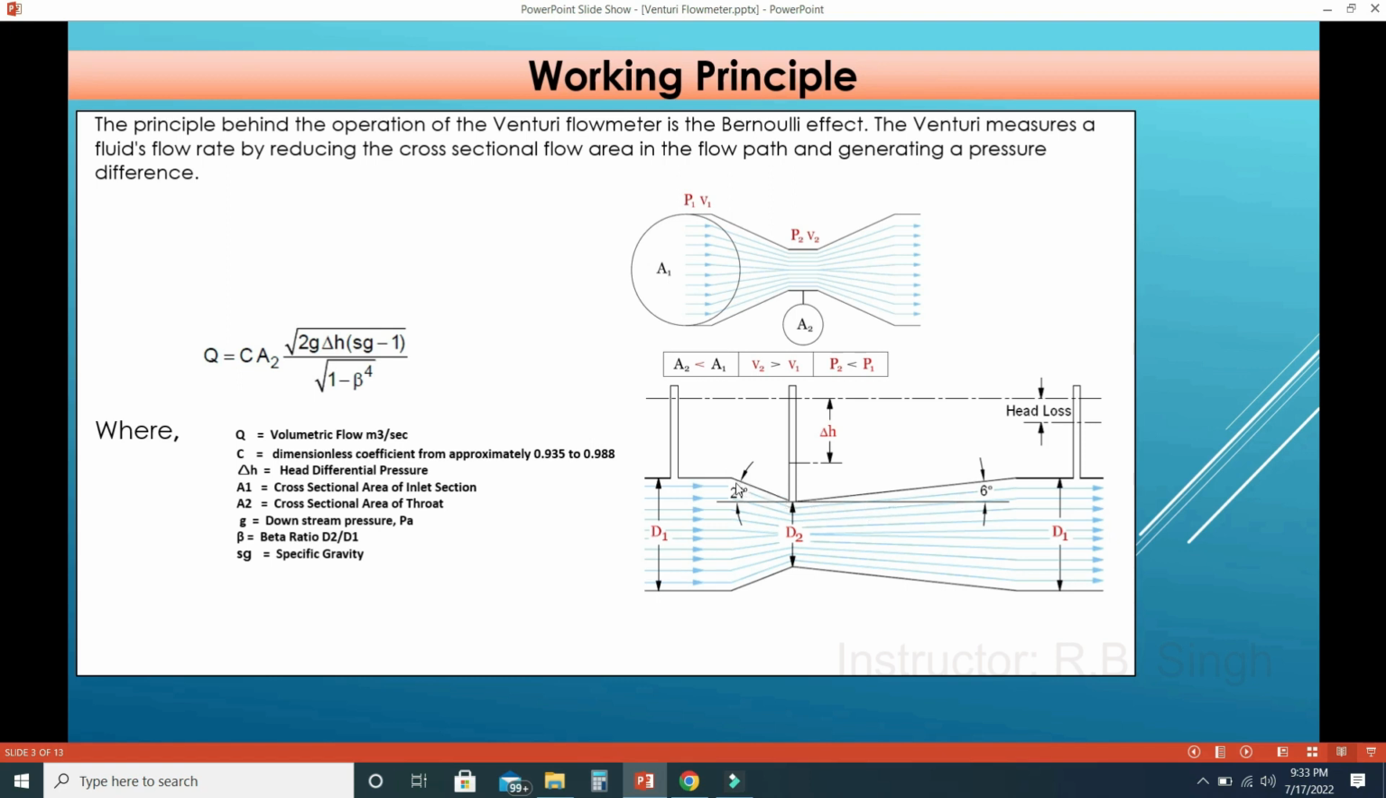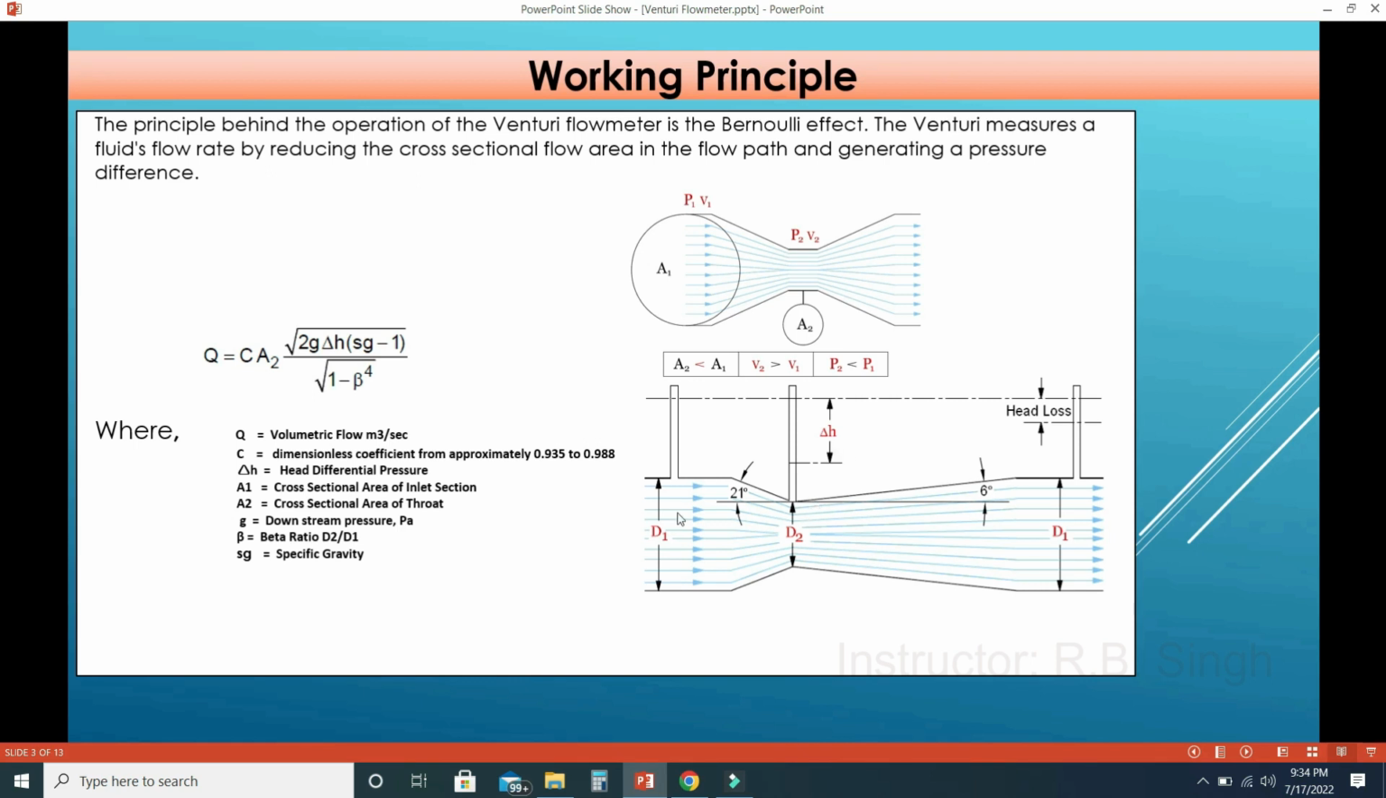This angle is 21 degree, this reduction is 21 degree and this reduction is 6 degree. This is called head loss. In other language it is called permanent pressure loss. So there will be a differential pressure across this Venturi meter. This head loss or permanent pressure loss is about 10 to 20% of the differential head. So we need to calculate the head loss also because we have to compare our head loss with respect to available or allowable pressure loss.